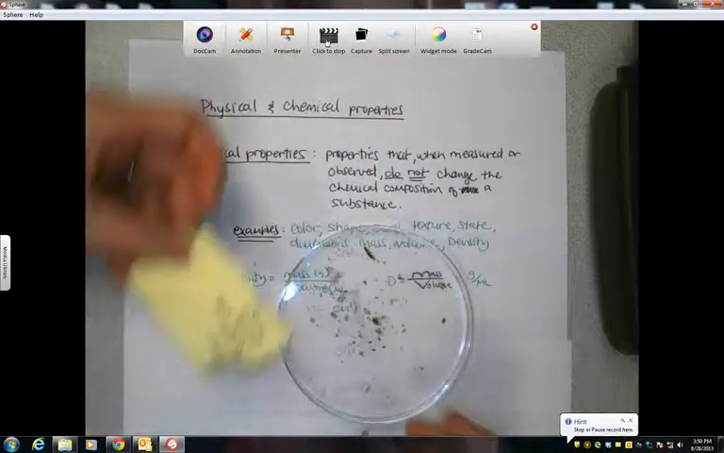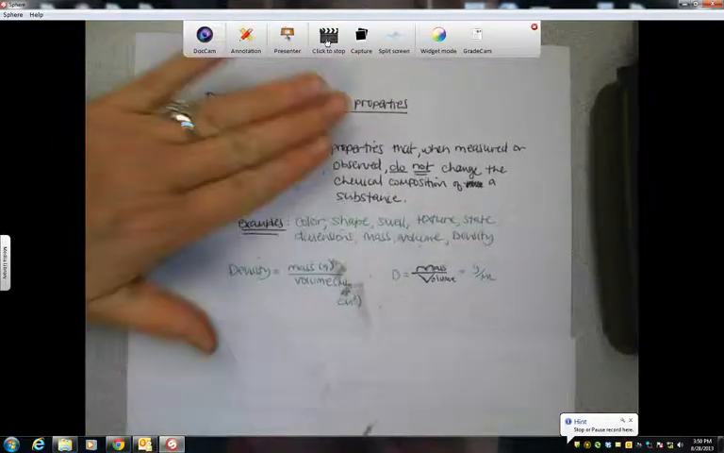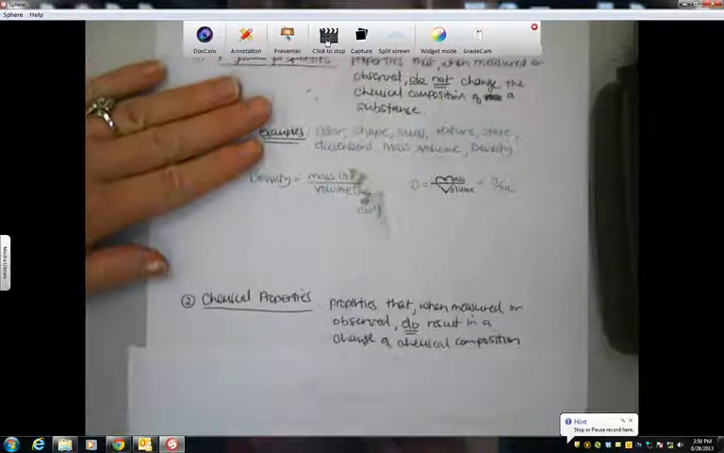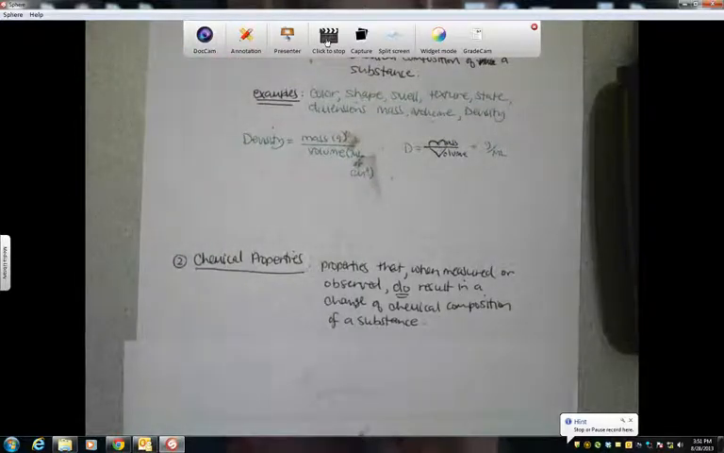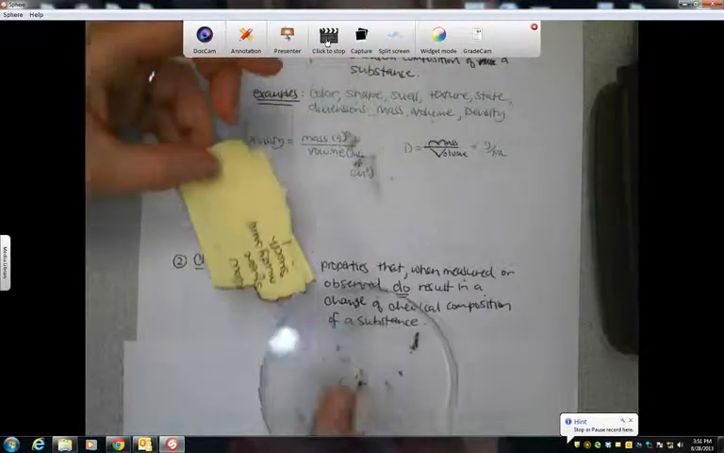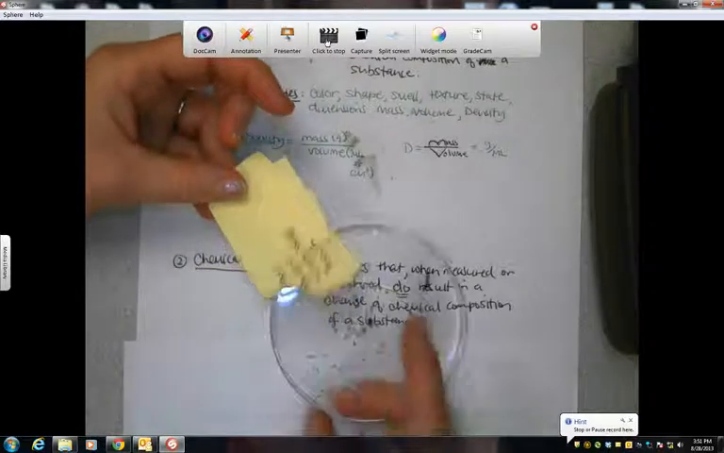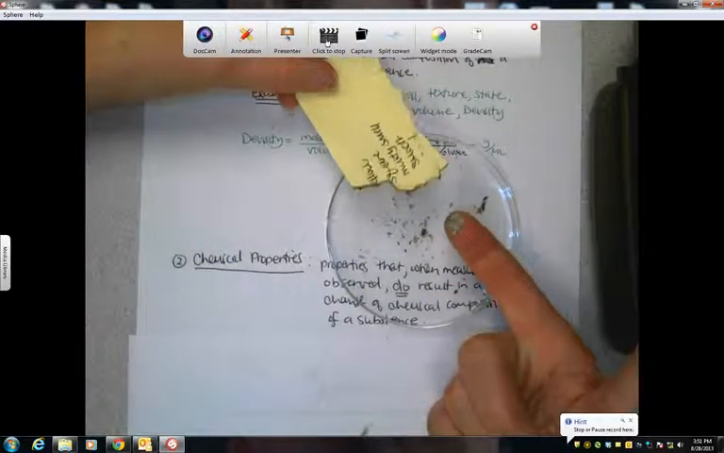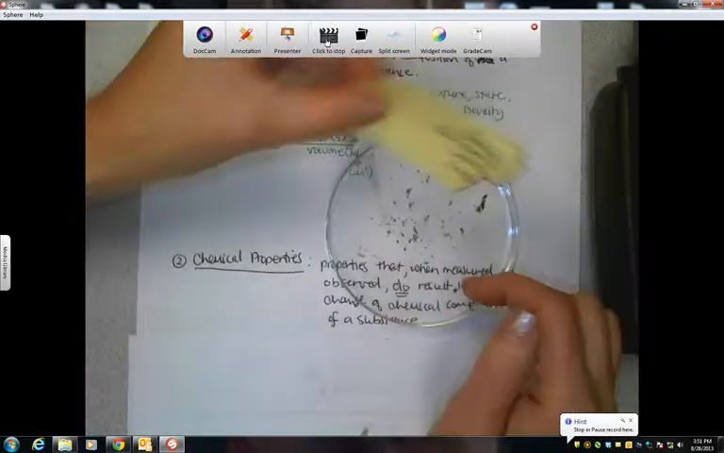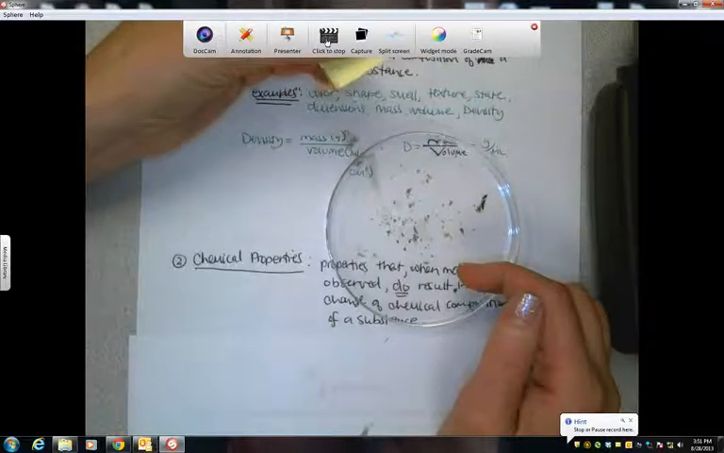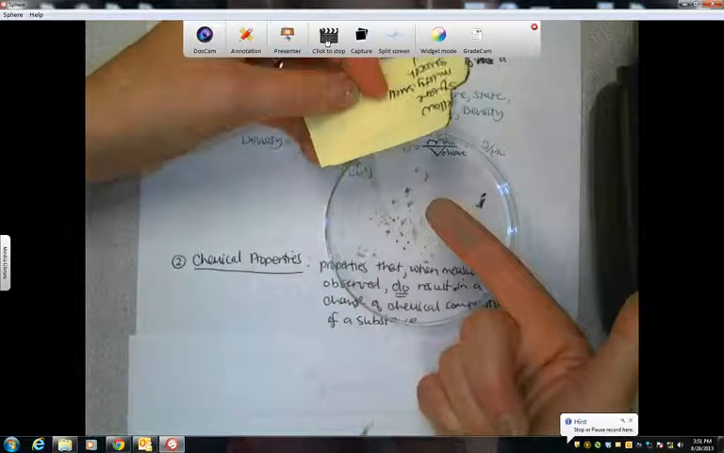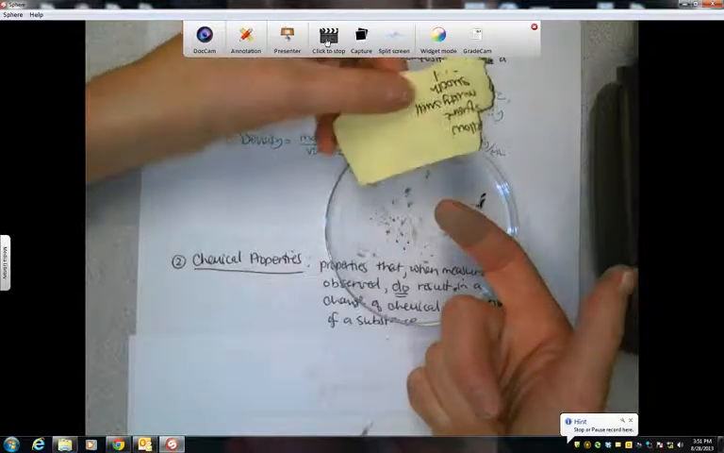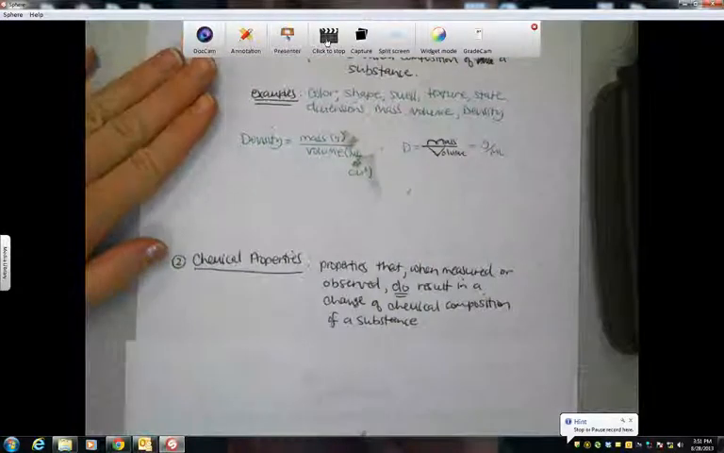Well, let's talk about what a chemical property is. Sorry about the mess. So a chemical property is a property that, when measured or observed, does result in a change in the chemical composition of a substance. And you can tell that the chemical composition of this paper changed when I burned it because you can see that it now has different physical properties. It went from being yellow and smooth and having certain physical properties to now being an ash. It's kind of powdery. I certainly can't write on that. It's a different color. It's gray instead of yellow now. So I just measured a chemical property of that paper.